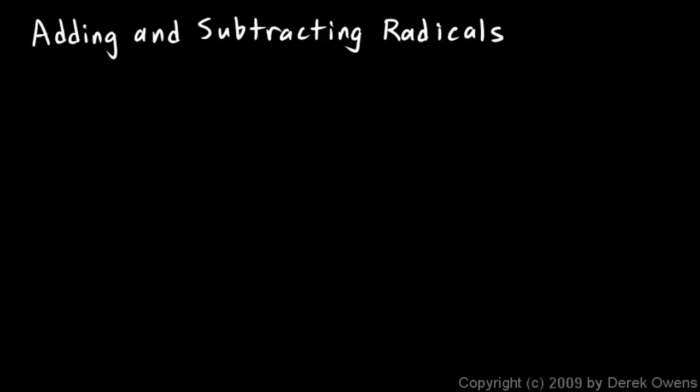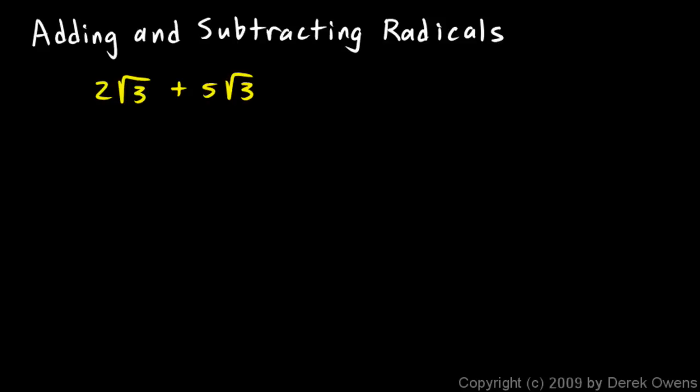Now we'll talk about adding and subtracting radical expressions. And adding and subtracting radicals is a lot like adding and subtracting variables. And we follow the rules of algebra that you should consider to be very ordinary by now. Let's take a look at this. What if we had 2 times the square root of 3 plus 5 times the square root of 3?